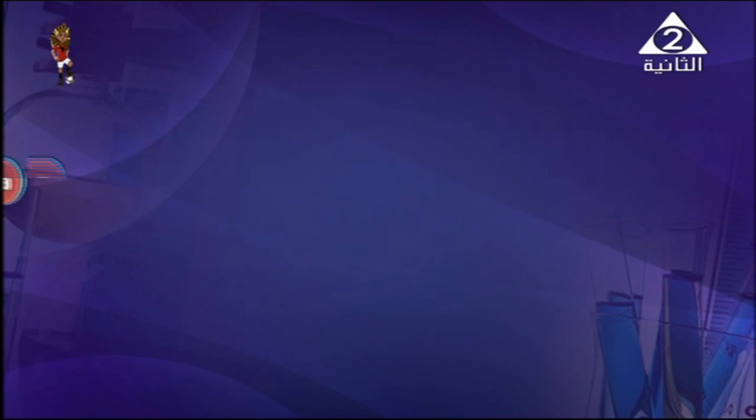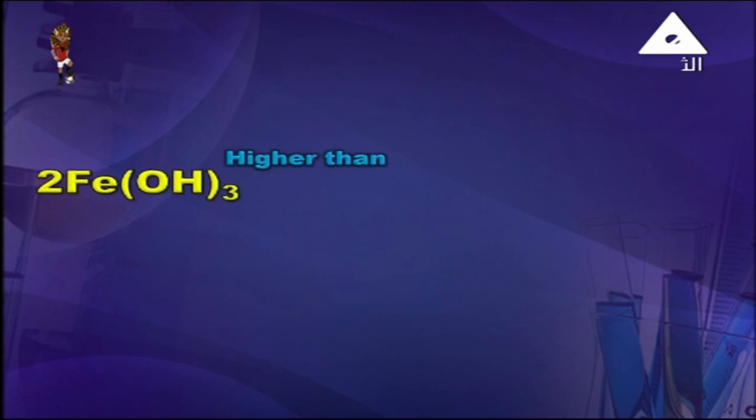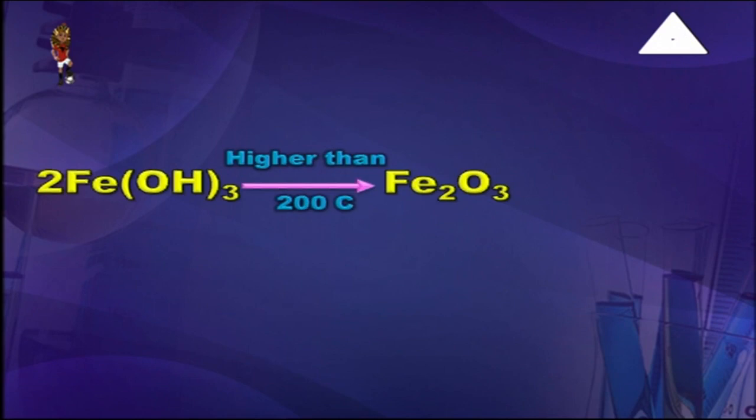The first one, when I say heating iron 3 hydroxide. Iron 3 hydroxide, we know it: Fe(OH)3, at a temperature higher than 200. What will it be? It will be Fe2O3 and water vapor evolved, 3H2O.